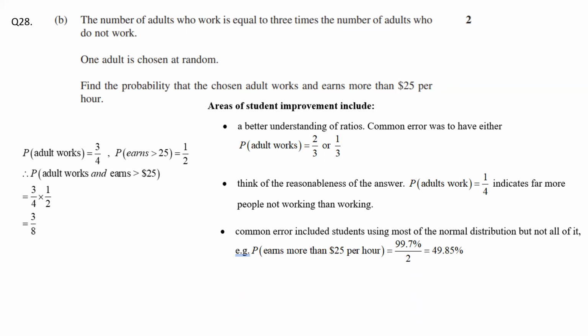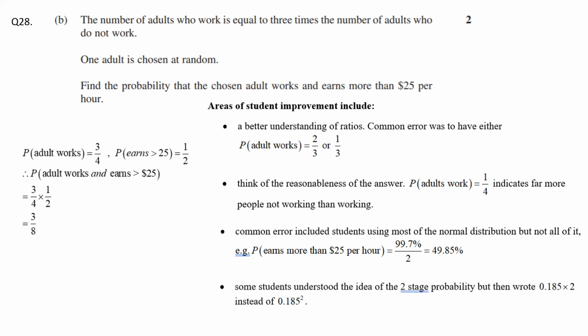Some students were understanding that on that normal distribution, it needs to be split in half for the $25 per hour, but they were using the 99.7% on the probability distribution instead of the actual 100%, which is something to keep an eye on. This was just some unfortunate algebra with some of the students. Some students understood the idea was two-stage, but were writing 2 times 0.185 instead of the square aspect of it.